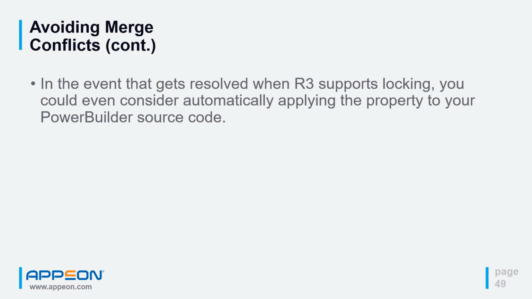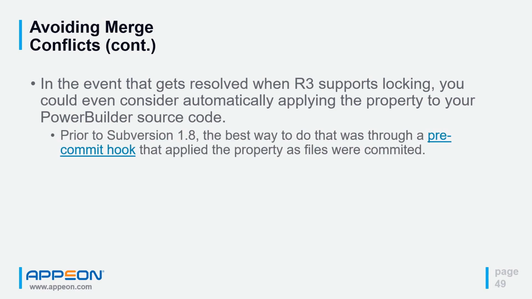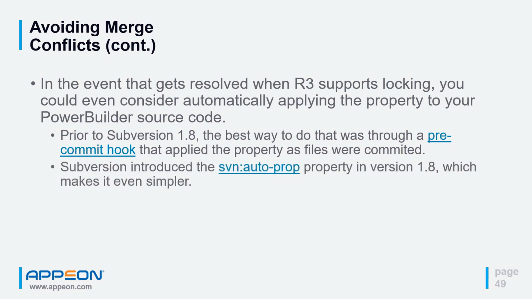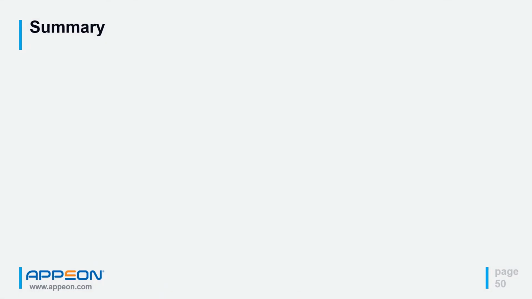So let's say that does get resolved in R3, and now you want to apply that property to all your PowerBuilder code. Well, how do you do it? Up to Subversion 1.8, the best way to do that was what's called a pre-commit hook. And so what that means is every time an object was committed, the pre-commit hook would look at it and say, oh, it has to have this property on it, and applies the property. If you've got a later version of Subversion, 1.8 or beyond, 1.9 is the current version, what you can do is you can use an SVN autoprop property, which says that anything that gets checked in has this property. So it makes it really simple.